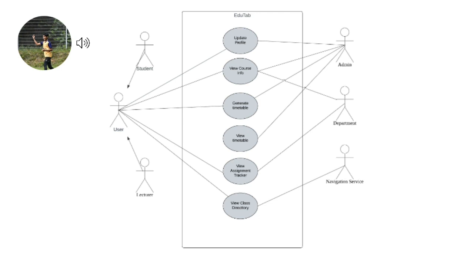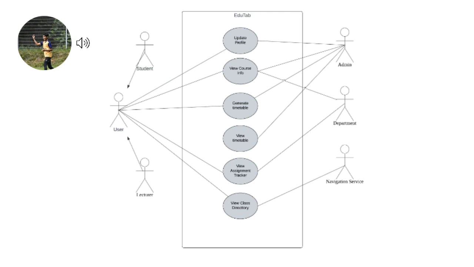The generate timetable and view timetable use case enable user to create and view their timetable. These actions are also accessible to users and admins. The View Assignment Tracker allow users to check the status of their assignment. Again, this is available to both users and admins. And lastly, the View Class Directory enable viewing of the class directory accessible to user and admins.